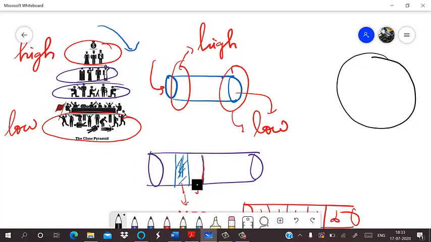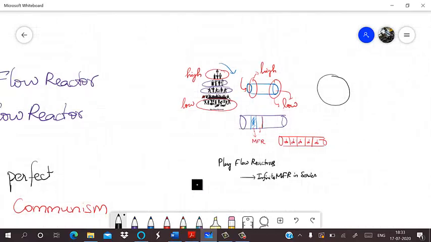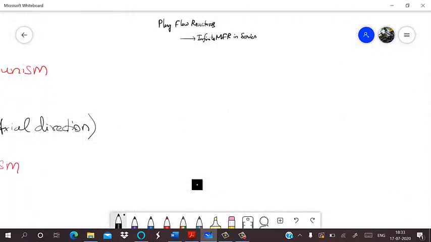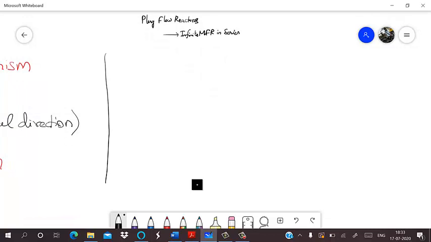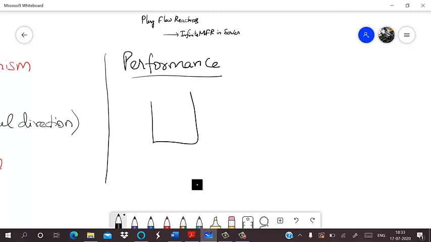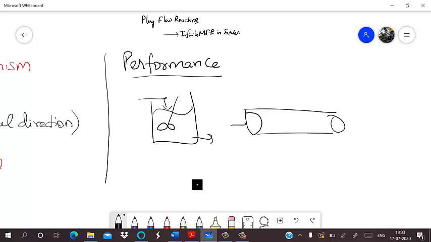Right? Now let's see the performance of the reactors. I hope you understood how this works. Performance. I will draw these once again. Now I have these two. Now let's say a reaction like A giving B takes place. Just a simple isomerization kind of reaction.